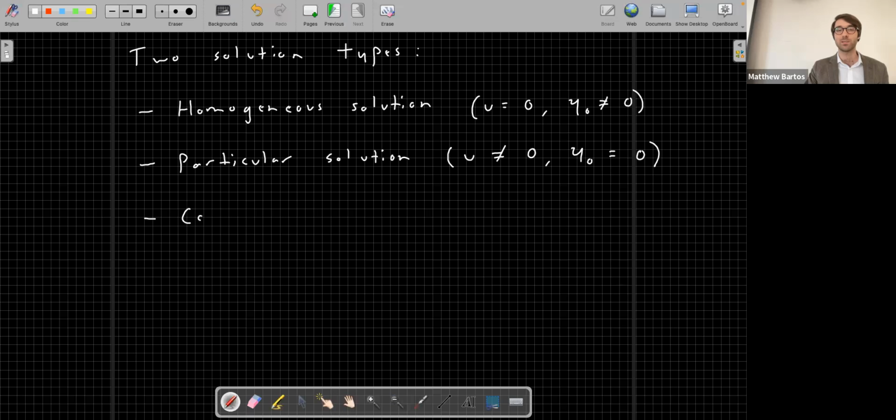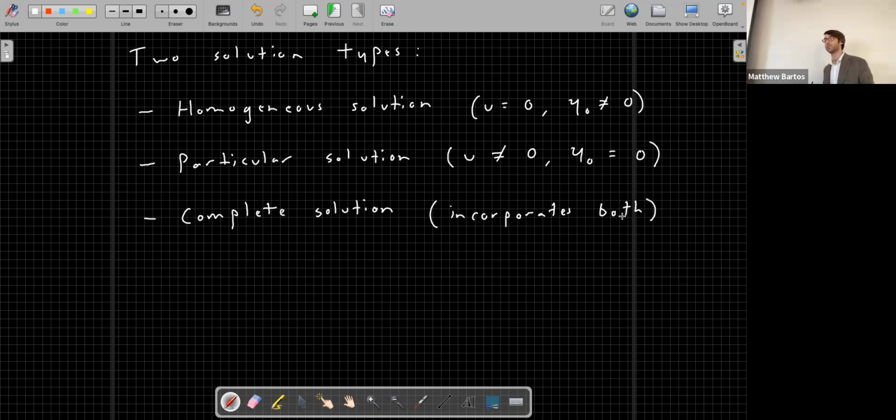And we also have the complete solution, which is simply the homogeneous solution and the particular solution added together. So it accounts for both the homogeneous component of the response and the particular component of the response. I'll just write incorporates both. And for an LTI system, the complete solution is equivalent to simply adding the homogeneous response and the particular response together.